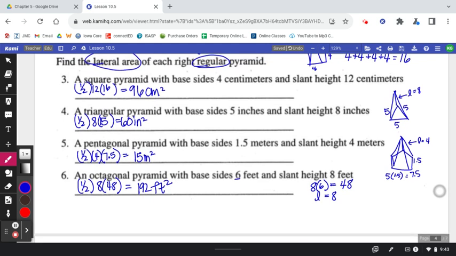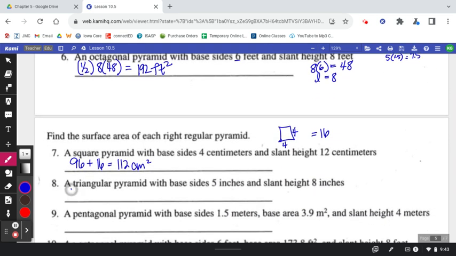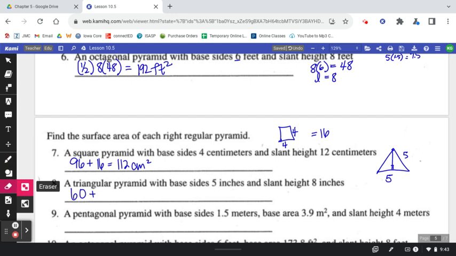On number 8, for the triangle pyramid, we found that the sides were 60. And then I need to add the base. Now this one's kind of hard because if we're doing a triangle where all the sides are 5, in order to find the area of this shape, I need the height of the triangle. So if I cut down this, then this is going to be 2.5 because it's half of 5.